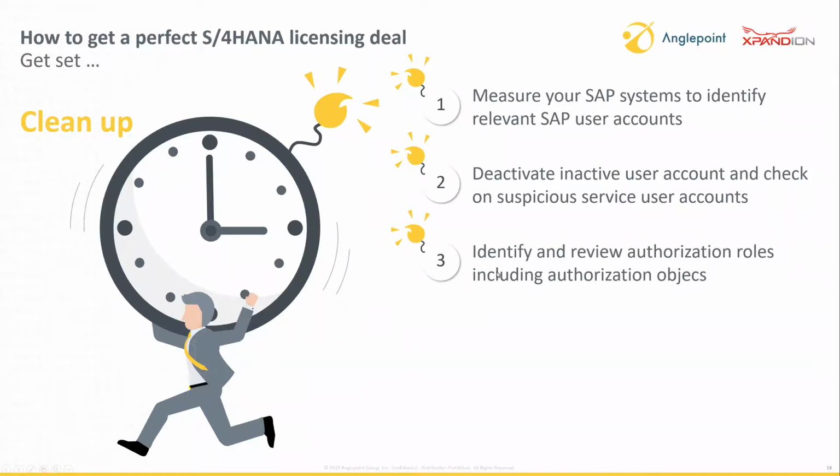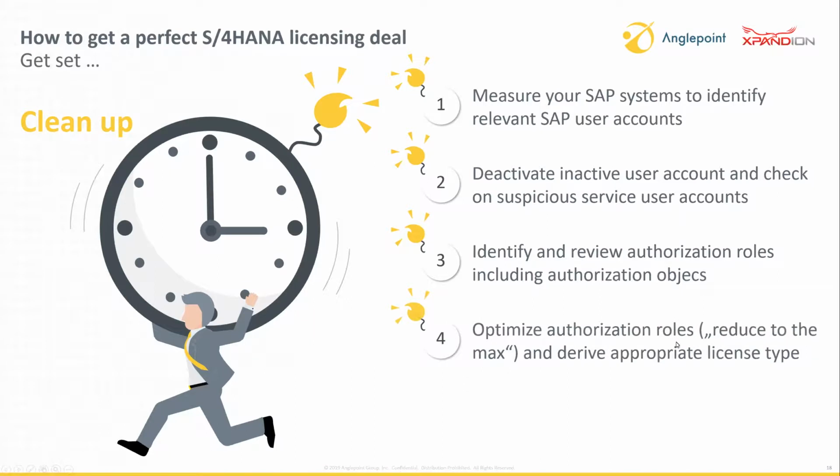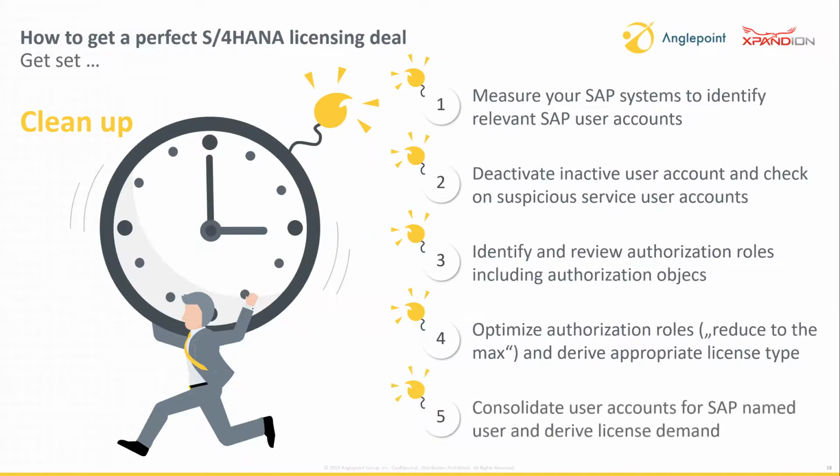Oh, there's a T missing, sorry. Then optimize the authorization roles. So I always call this reduce to the max. And then we always recommend to assign a license type to those authorization roles, which makes it also transparent in the measurement with SAP what your rationale was behind this. And last but not least, consolidate your user accounts for SAP named users. And then derive your license demand based on that. So that's kind of the cleanup that we recommend.